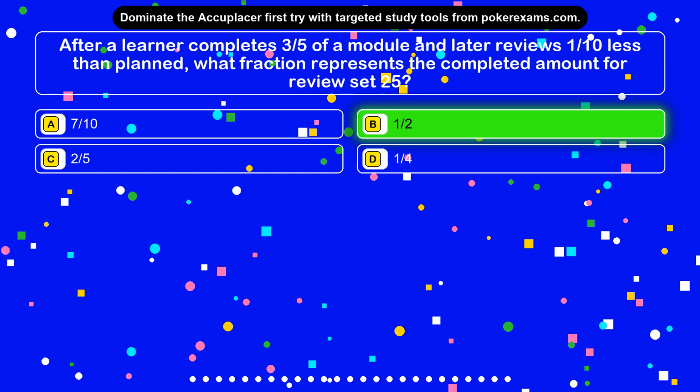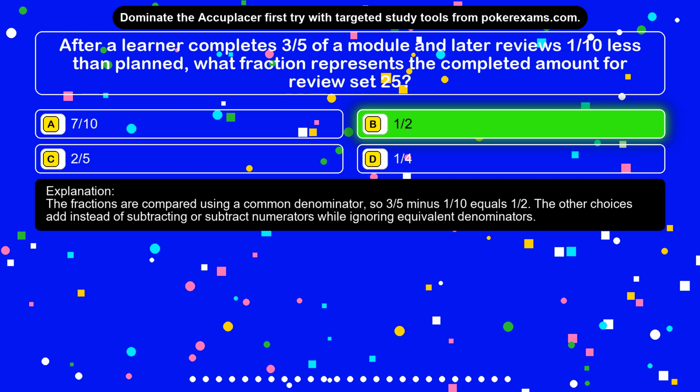The correct answer is option B, 1/2. The fractions are compared using a common denominator, so 3/5 minus 1/10 equals 1/2. The other choices add instead of subtracting or subtract numerators while ignoring equivalent denominators.